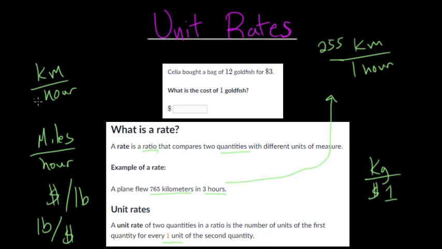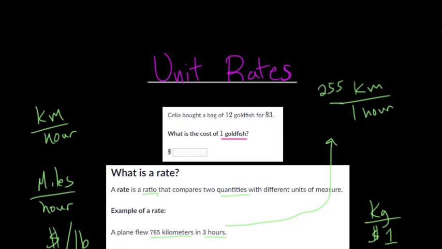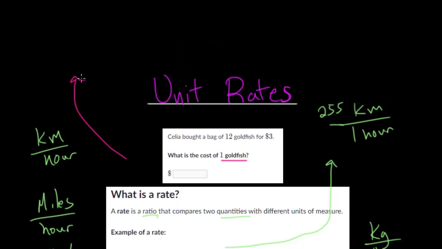So for this particular problem, let's try this example now. We have a bag of 12 goldfish for $3, but we want to know what is the cost of just one goldfish. So we're dealing with a rate. Let me just make a little bit more room so we can work on this. But we're dealing with a rate with units of goldfish and dollars. And we want the cost of one goldfish. So we're dealing with goldfish per dollars, but it could also be the other way around. You want to think about that possibility as well, dollars per goldfish.